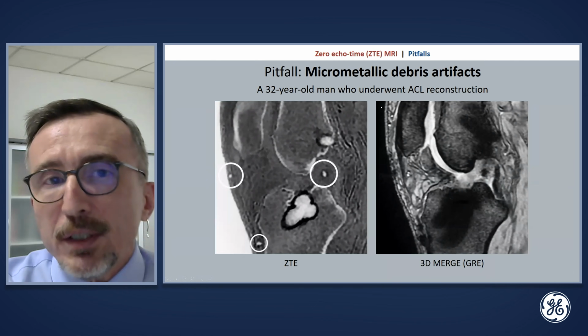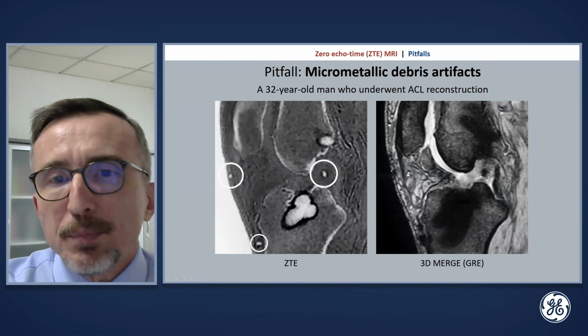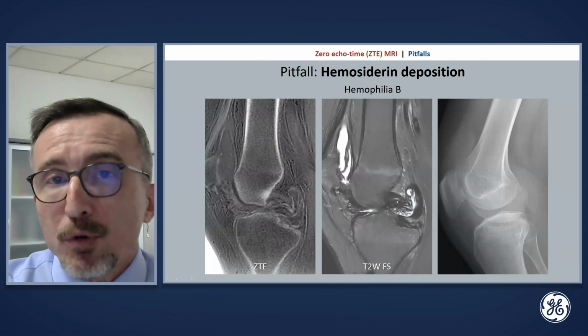Micrometallic debris artifacts are another condition where there's a pitfall with ZTE. You would actually have them appear white, as shown in this particular patient who had undergone an ACL reconstruction. And this blooming artifact right here and here and here point to the presence of these artifacts. Once again, correlation is very important.